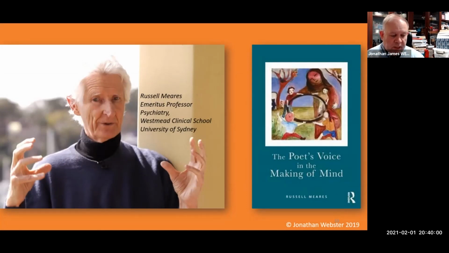And as I'm going to be proceeding, I'm not just going to be looking at it from the view of systemic functional linguistics. Because I was really fascinated to read another book. That book was The Poet's Voice in the Making of Mind. It was written by Russell Mears. He's the emeritus professor of psychology at the University of Sydney. It's a very good book. I'm not at all saying it's required for this course, but if you are interested in language and mind, the making of mind in The Poet's Voice, I strongly recommend it. And I will be talking a bit about it here.